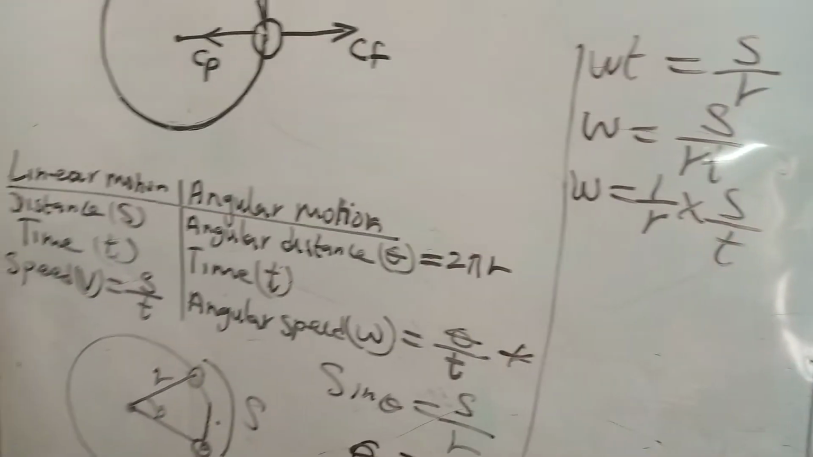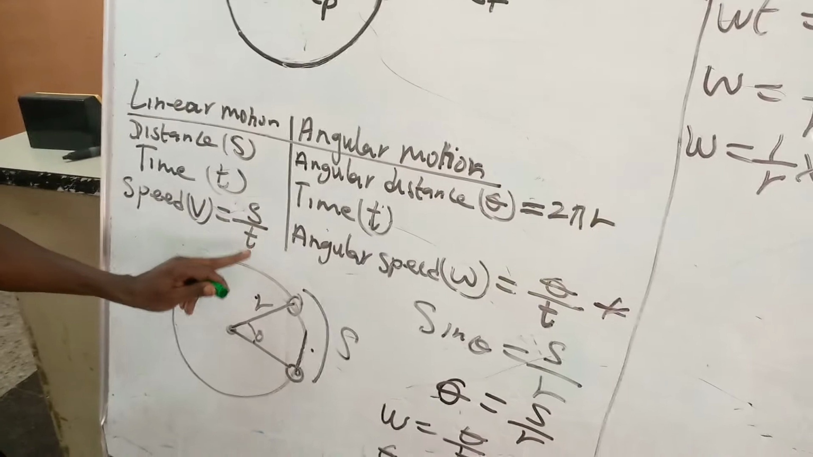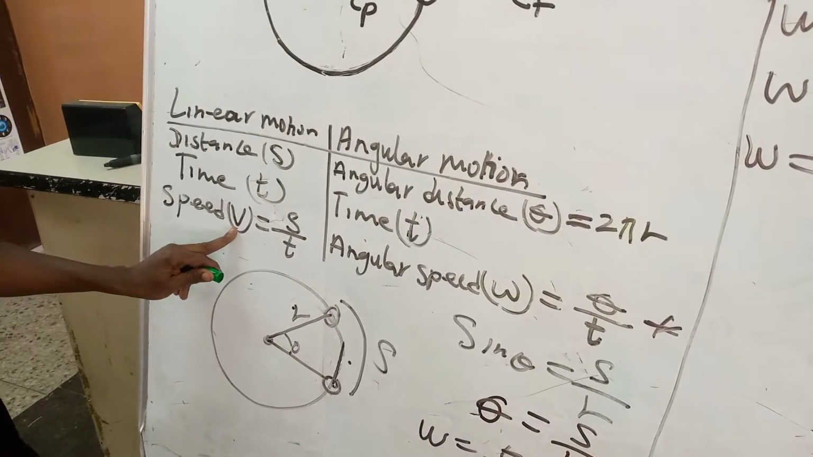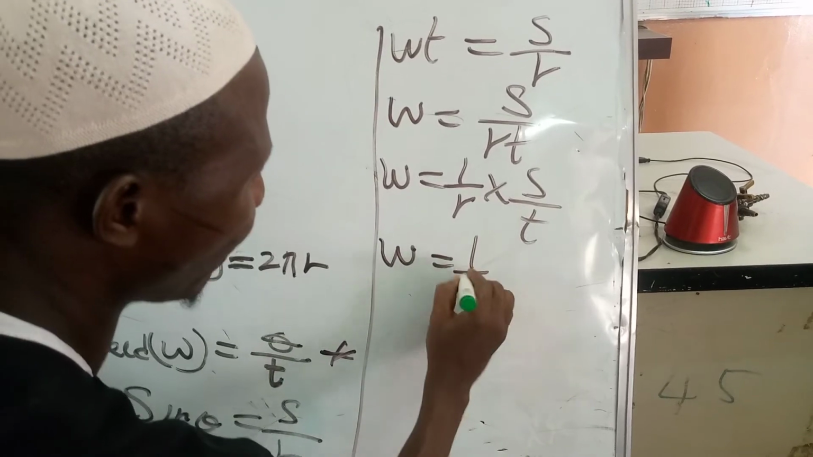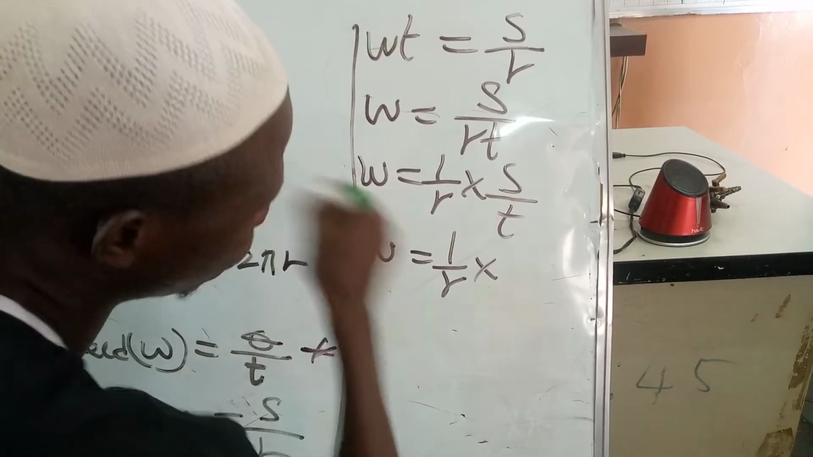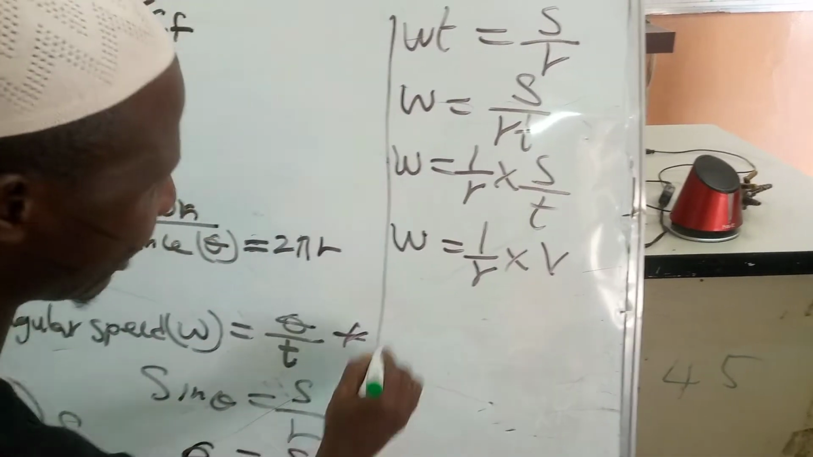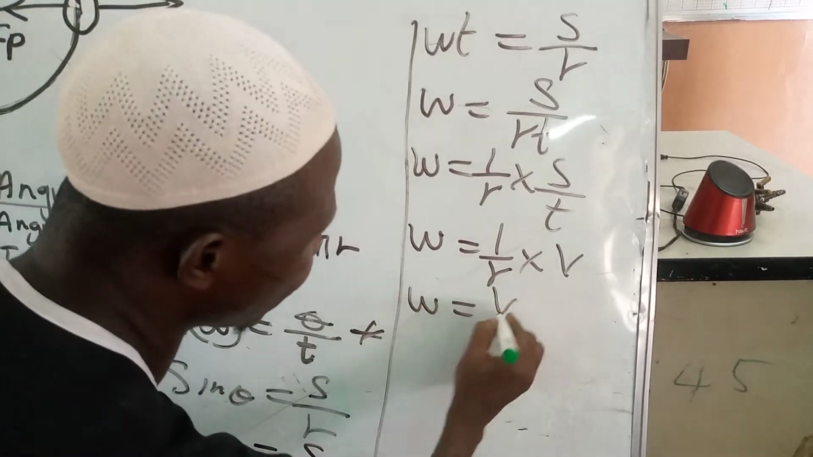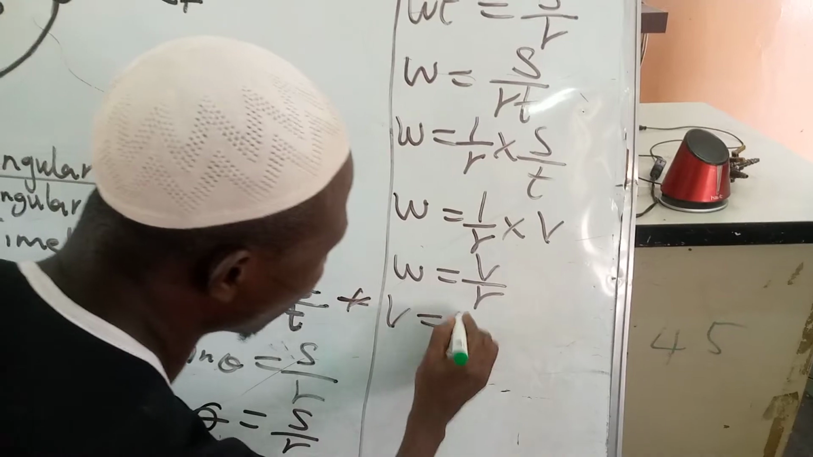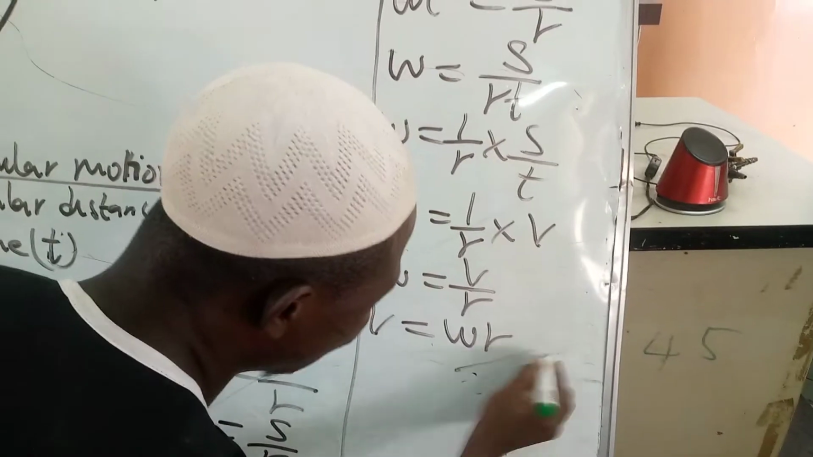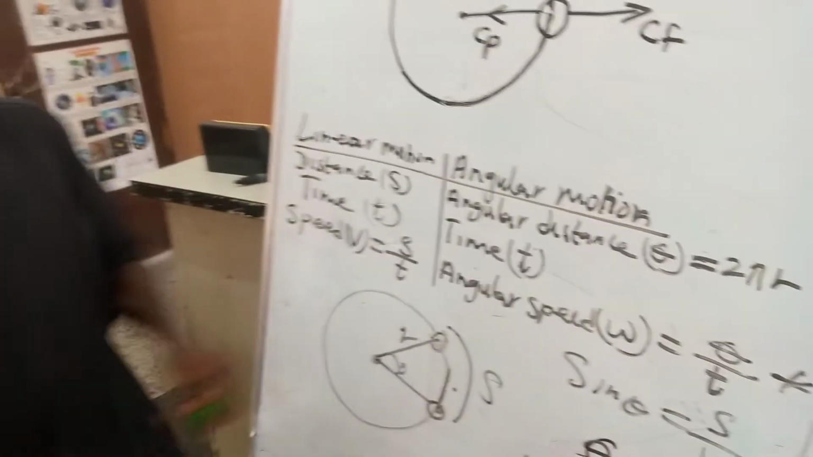Now let's go back to our table. What is x over t? It is velocity or speed. Therefore, our omega is equal to 1 over r multiplied by v, so omega is equal to v over r. This implies that v is equal to omega r. That is how to derive this equation.